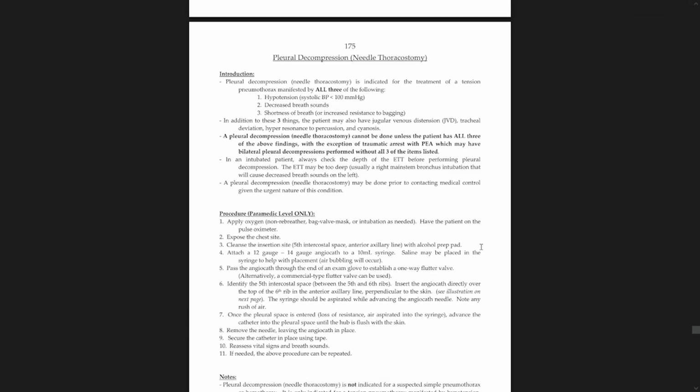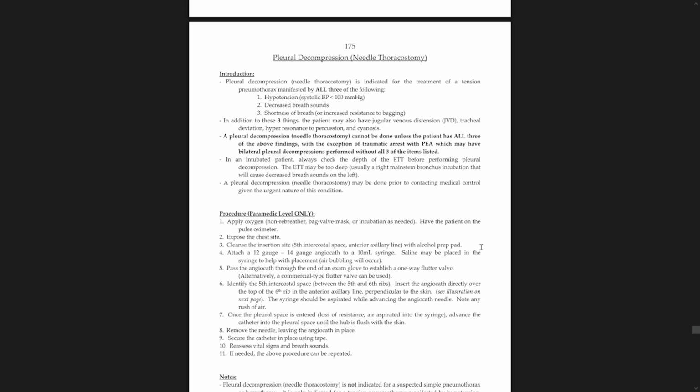Pleural decompression or needle thoracostomy is indicated for the treatment of a tension pneumothorax manifested by all three of the following: hypotension with a systolic blood pressure less than 100, decreased breath sounds, and shortness of breath or increased resistance to bagging. In addition to these three things, the patient may also have JVD or jugular vein distension, tracheal deviation, hyperresonance to percussion, and cyanosis.